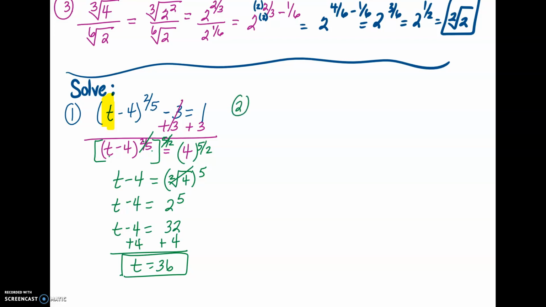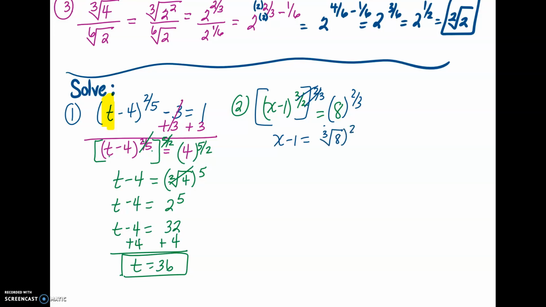Let's try another one. (x - 1)^(3/2) = 8. Again, we have to get rid of that exponent, and that exponent is a fraction. We multiply by the reciprocal of 3/2, which is 2/3. We do it to the 8. These become 6 over 6, which is 1, and you're left with x minus 1 equals the cube root of 8 squared. The cube root of 8 is a perfect cube. It's 2, and then we square it, and 2 squared is 4, and we add 1. And we get x equals 5.